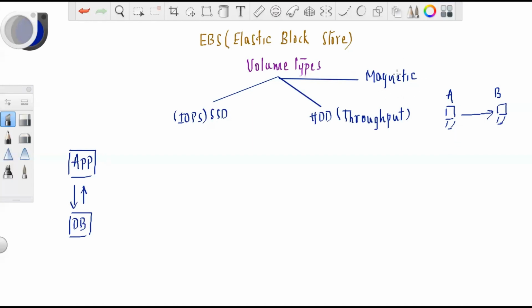Magnetic volumes represent the previous generation of the storage solutions backed by magnetic drives. So these are the previous generation ones. These volumes are best suited where data access occurs infrequently and high performance is not a primary requirement. SSD volume types include general purpose SSD and provisioned IOPS SSD. Under general purpose, we have GP2 and GP3.